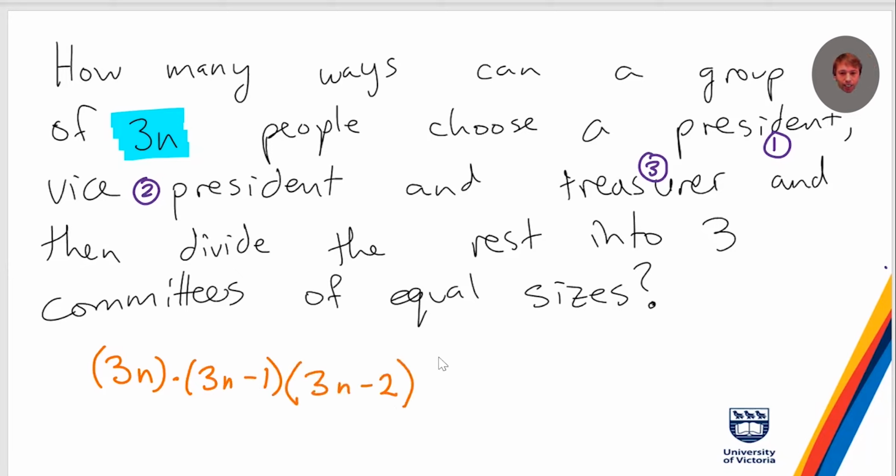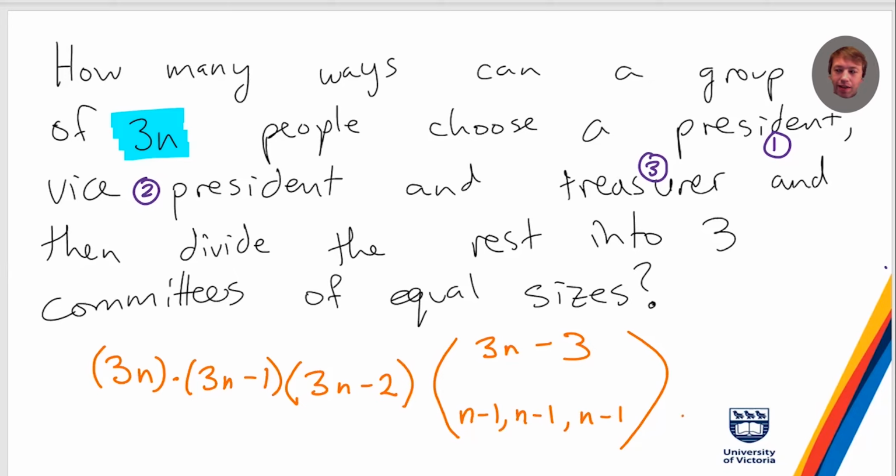And then I'm going to break the rest of them into 3 committees. So how many people do I have left? I've got 3n minus 3 people left, because the 3 special people, the president, vice president, and treasurer, are not in the committees. And then I break them into equal groups. So each group has size n minus 1. And so that's going to be the answer.